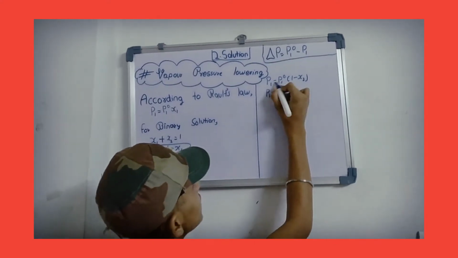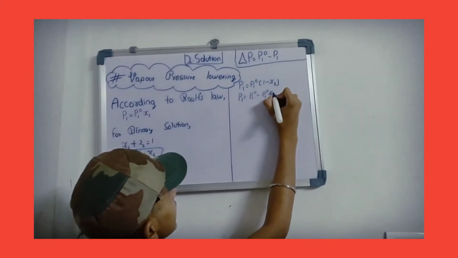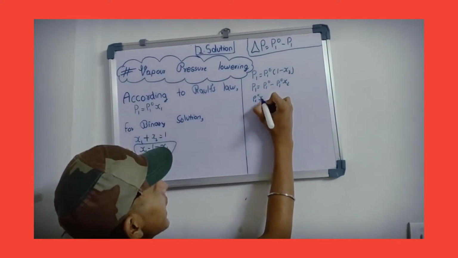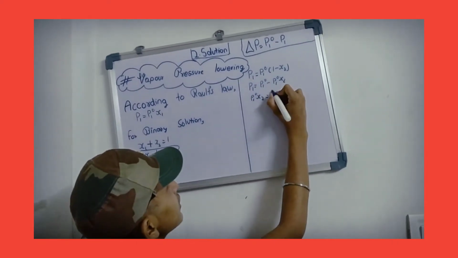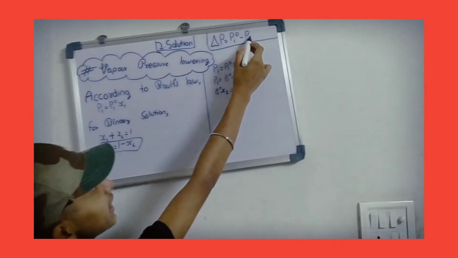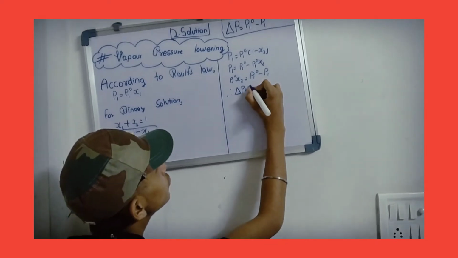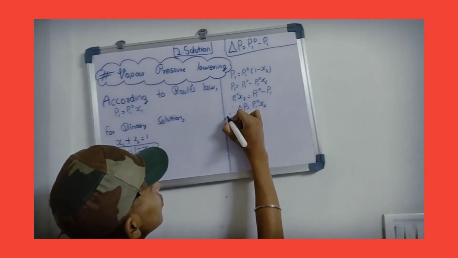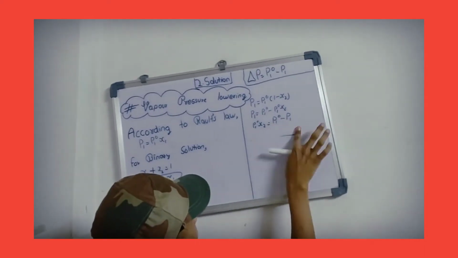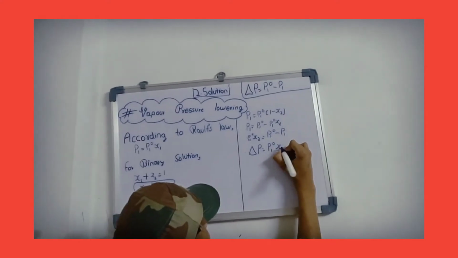Then after solving this equation, we get P1 equals P1 naught minus P1 naught x2. If we bring P1 naught x2 here and take P1 there, the equation becomes P1 naught minus P1 equals P1 naught x2. But P1 naught minus P1 is what? Delta P. So therefore delta P is equal to P1 naught x2. So we have found another value of vapor pressure lowering, that is delta P equal to P1 naught x2.